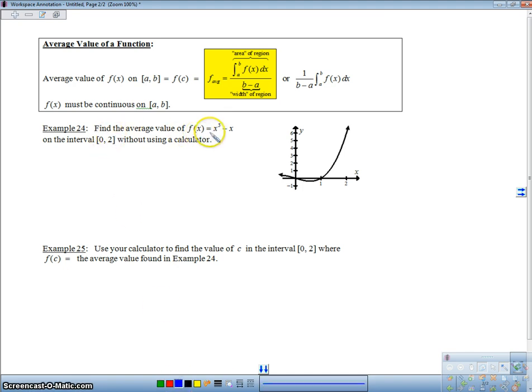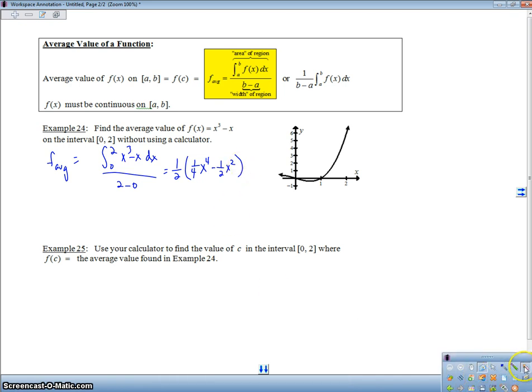Find the average value of f of x equals x cubed minus x on the interval from 0 to 2 without using a calculator. So the average value is the integral from 0 to 2 of x cubed minus x dx divided by 2 minus 0. This isn't that difficult, guys. It's just remembering that formula. The antiderivative is 1/4 x to the 4th minus 1/2 x squared, evaluated from 0 to 2.